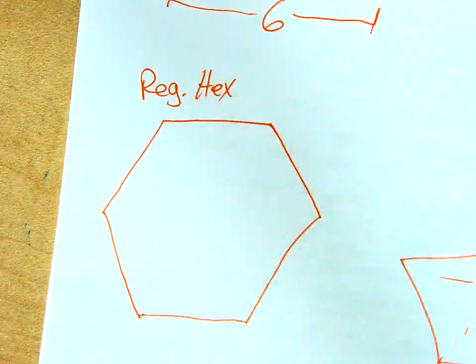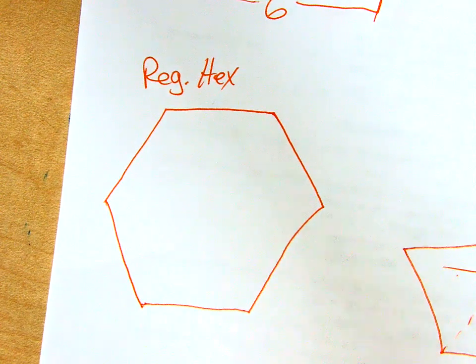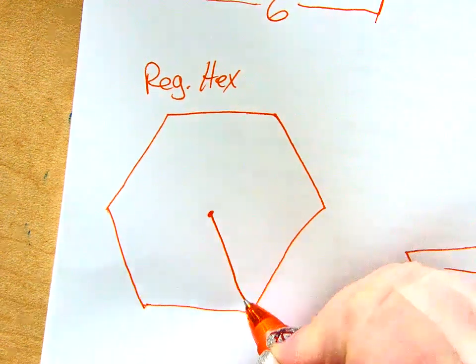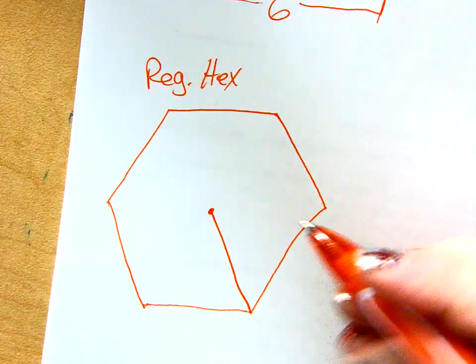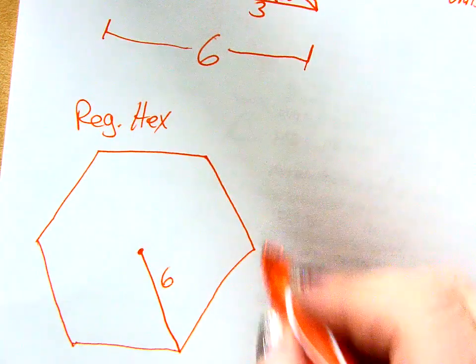Regular hexagon. So again, I'll give you one bit of information. Here are your choices. I can give you one side. I could give you the entire perimeter. I could give you the apothem, or I could give you a radius. Oh, a radius. Okay, let's try a radius. So, remember, the radius goes from the center to a vertex. What do you want the radius to be? 6, okay. That is the only bit of information I'm going to give you. You can find the rest.